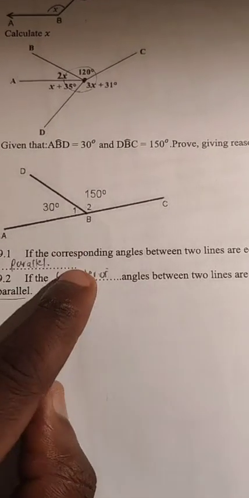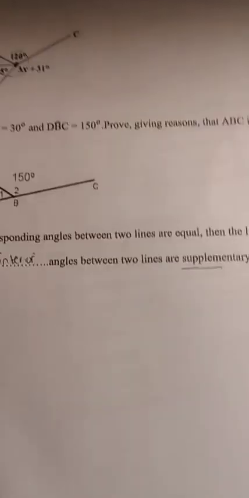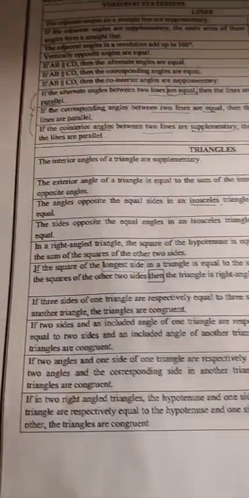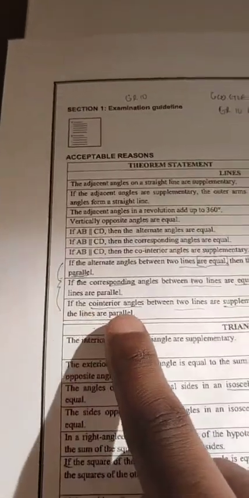No, if the co-interior angles between two lines are supplementary, let's go back. You see, it's in the theorem statement. Yes, the theorem: if the co-interior angles between two lines are supplementary, then the lines are parallel.